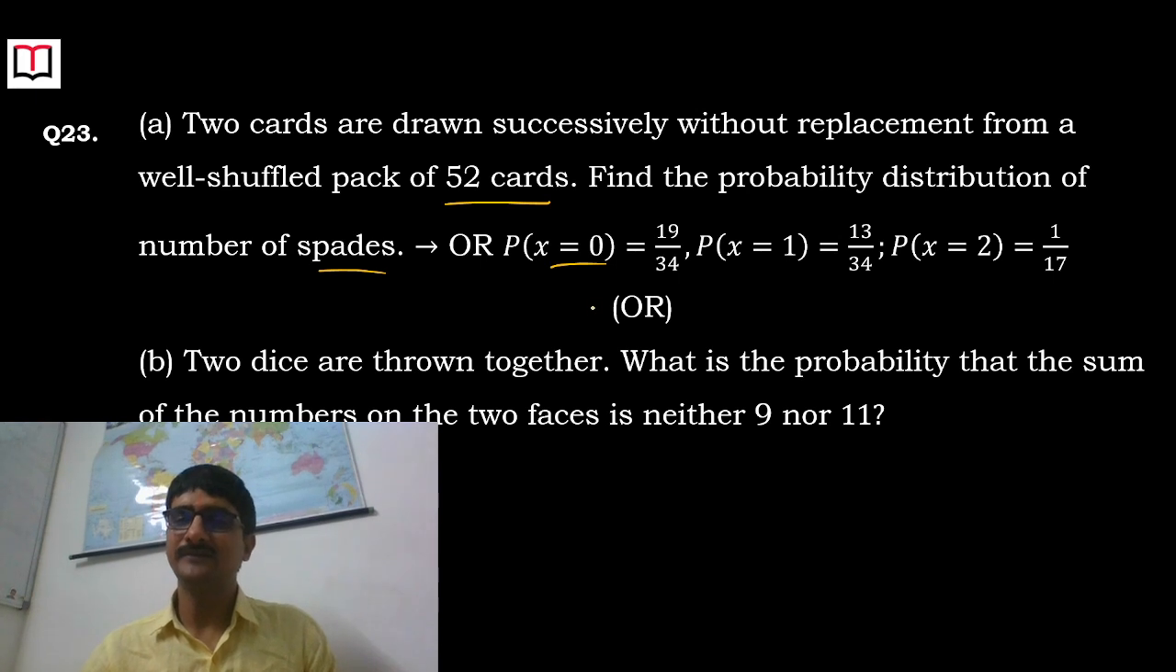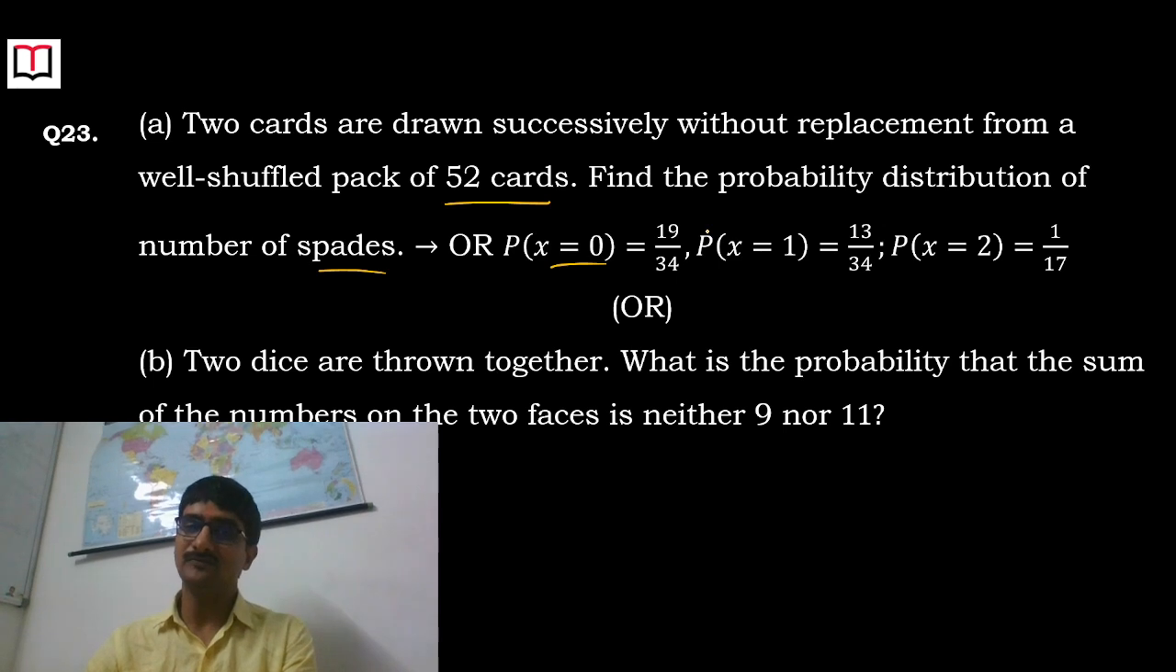Okay, that's the answer here. So we have to find the probability distribution of the number of spades. Two cards are drawn, so the number of spades that you can get will be represented by a random variable, because that's not specified here.